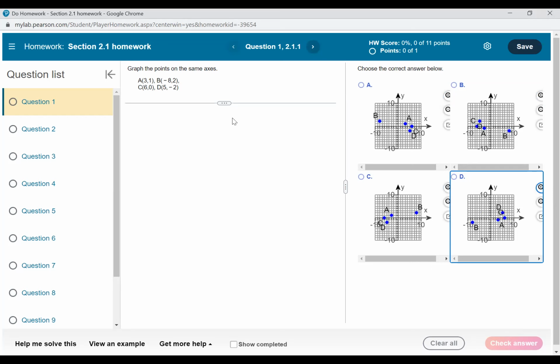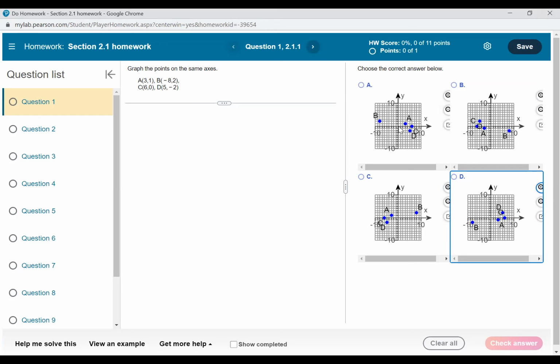So let's start with A. A is 3, 1. So I'm going to look at answer A. It looks like if you went over 3 and up 1, they got the A in the right position. So since the A is in the right position on that, I'm going to check B, which is -8, 2. So starting at the center, if I went left 8, up 2, B looks like it's correct.